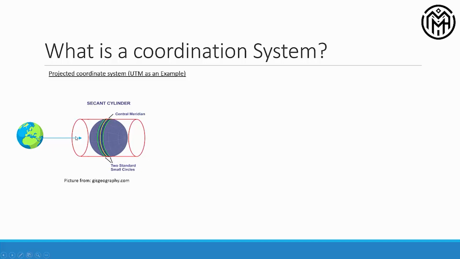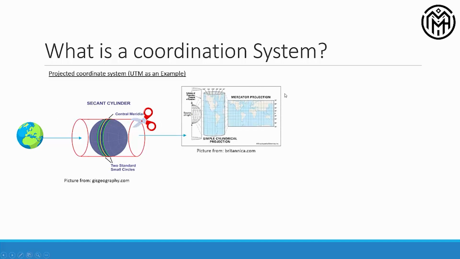And we put the Earth inside this big cylinder, and after that we brought a scissor and we cut this cylinder in half, and then we decided to spread it into a 2D surface.